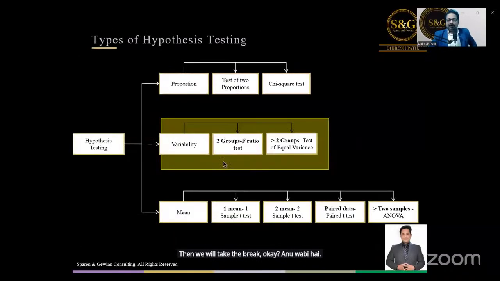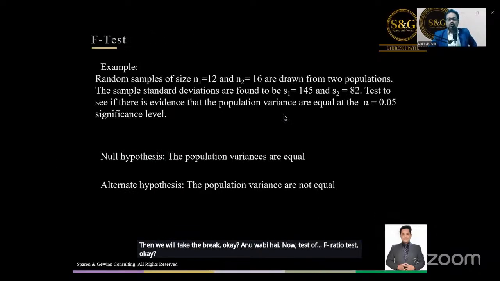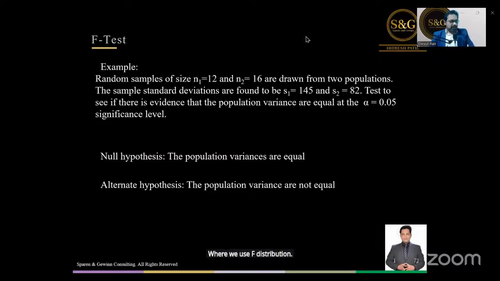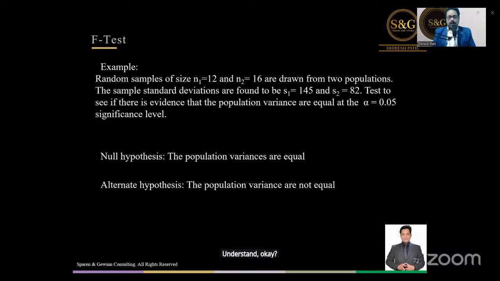Now test of variance we will do. For variability, F ratio test, where we use F distribution. Now here, let's quickly do this once, then we can go for the break. Okay, see, once you know the fundamentals, it is super easy for us to understand. Now this is the F test, or F ratio test. What is F ratio test?